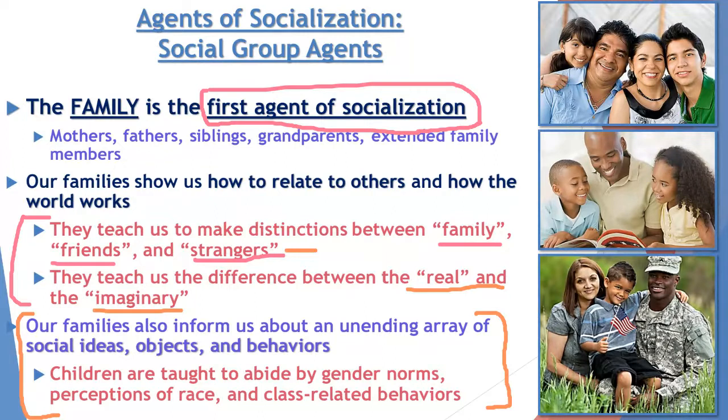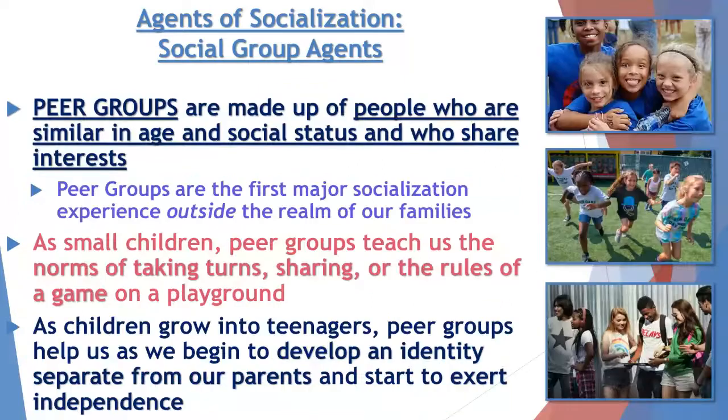Perceptions of race, we start to learn from a young age as well. Class-related behaviors. And then, when we start going to preschool or kindergarten, we suddenly have this new social group agent introduced into our lives, which are our peer groups. So these are people who are similar in age and social status, and they often share interests with us.